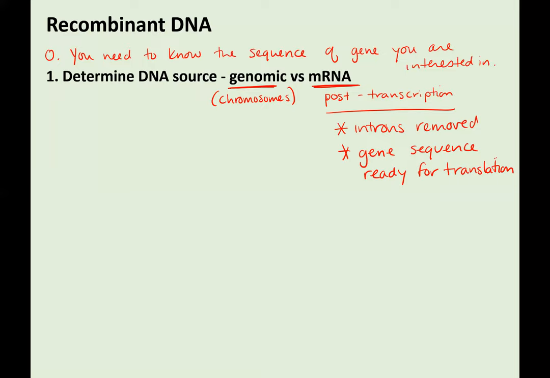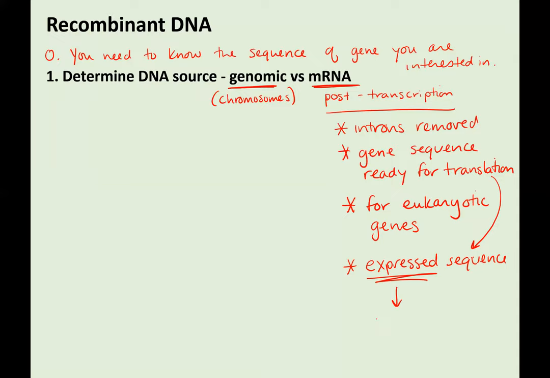Okay, so this is super important for eukaryotic genes. Prokaryotes don't, in general, have introns. So you don't have to worry about the splicing and getting everything correct. Most prokaryotic genes, you can pull them from the genomic DNA and they're ready to be translated. Okay. Ready for translation, this is the expressed sequence. So gene expression means making the protein.